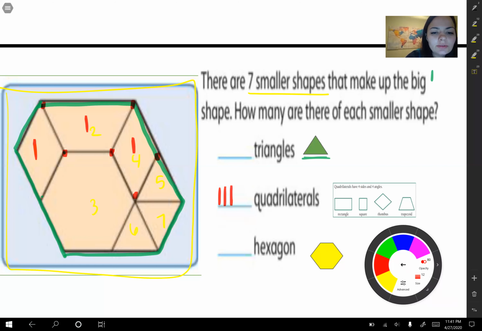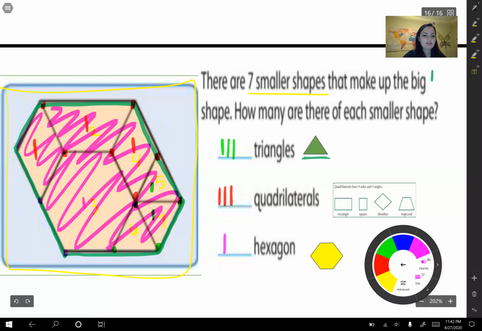This has 1, 2, 3. Oh, that one's not 4 sides. It's 3 sides. So that one is actually a triangle. So 1, 2, 3. That one also has 3. So it's a triangle. 1, 2, 3. Also a triangle. And then we have one last one left. And let's see about that one. 1, 2, 3, 4, 5, 6. That has 6 sides. So it's a hexagon. So there's one hexagon. So I used all of my shapes up. And that is all the shapes put together.